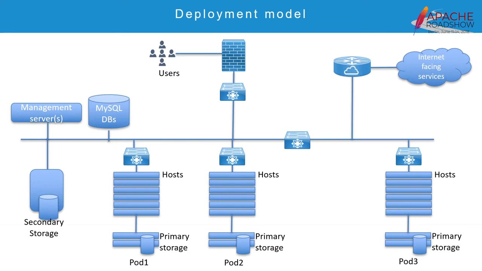Number of hosts, each with their own primary storage. Primary storage is where the hypervisor stores its data, so it normally needs to be a reasonable performance level. We also have a concept called secondary storage, which is where we put our static artifacts, snapshots, templates, those sorts of things, and that can generally be lower grade storage.